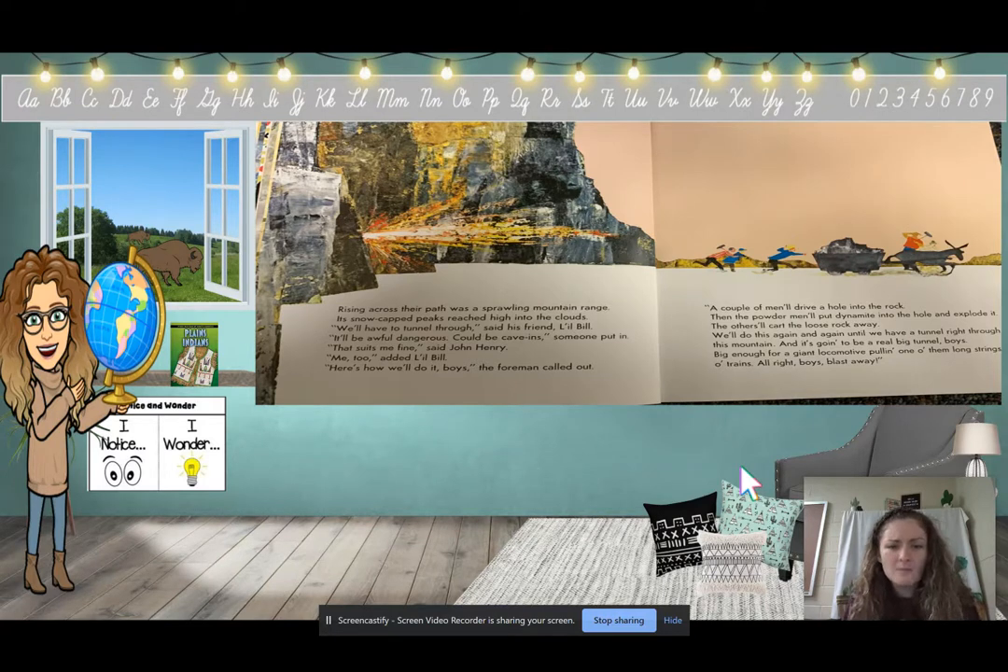"Here's how we'll do it, boys," the foreman called out. "A couple of men will drive a hole into the rock. Then the powder men will put dynamite into the hole and explode it. The others will cart the loose rock away. We'll do this again and again until we have a tunnel right through this mountain. And it's going to be a real big tunnel, boys, big enough for a giant locomotive pulling one of them long strings of trains. All right, boys, blast away."